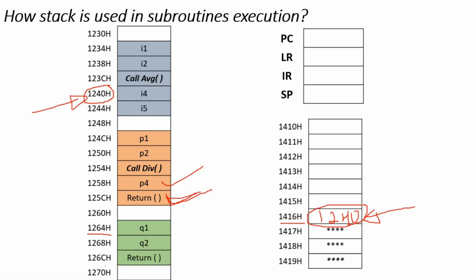PC directly points to 1240. The data in the stack is again removed. This is how pop works. Once the return statement is executed completely, the processor fetches the instruction pointed to by PC, that is I4. During I4 execution, PC will be pointing to I5. So this is how push and pop work.